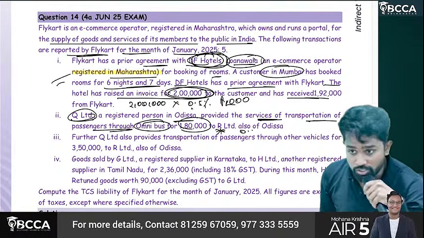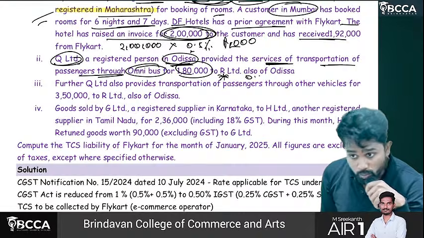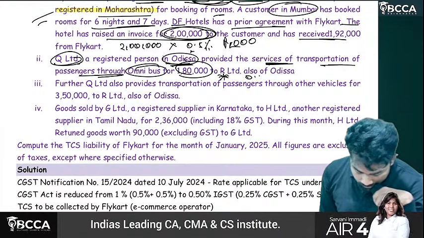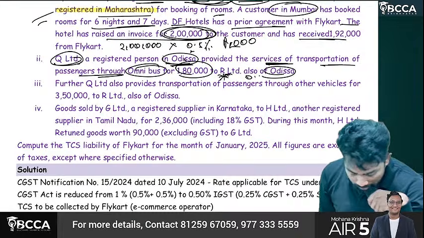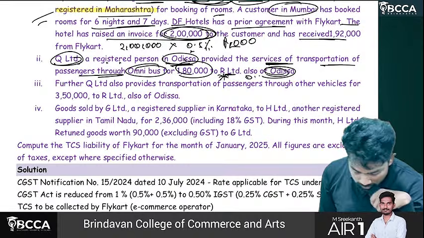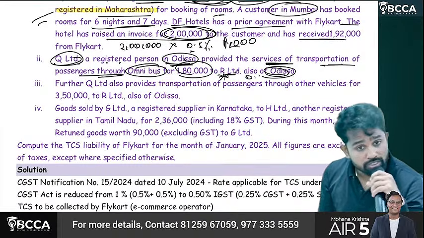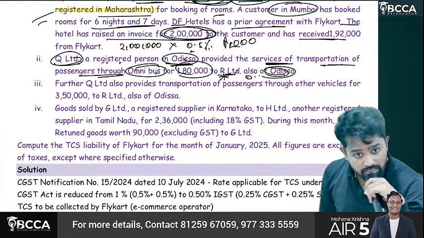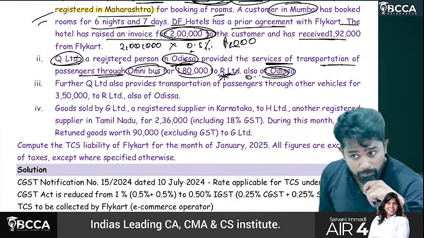I mean 0.25%, 0.25%. In this case, sir, Q Limited is where? Odisha. And the passengers have been transported to whom, sir? R Limited. They are also in Odisha only. Both are in the same state only. Again what? CGST, SGST. 1,80,000 into 0.25%, 0.25%.